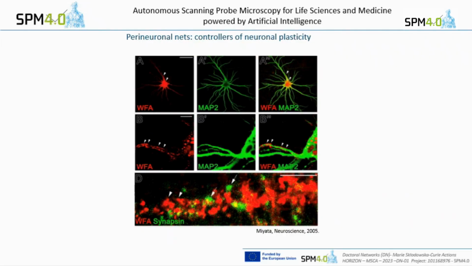How are these perineuronal nets then regulating plasticity, and what does that mean in pathological states? First, here we can have a look at the neuron that's being stained with MAP2. So you see the whole projections, the WFA in red showing the perineuronal nets. You see it extends also through the dendrites.